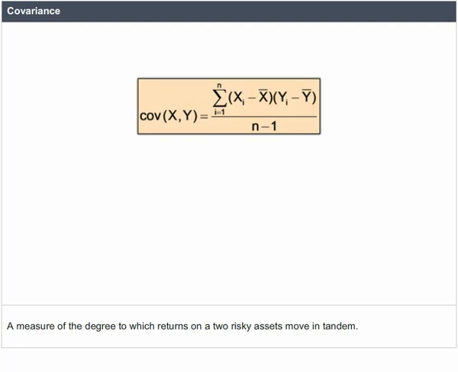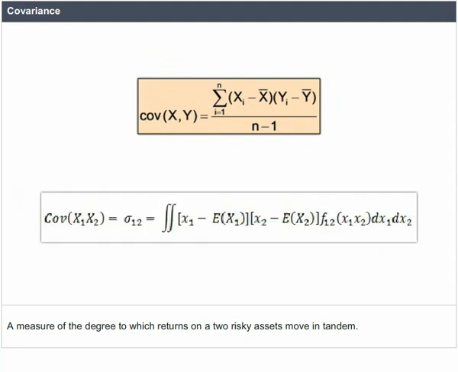Covariance: a measure of the degree to which returns on two risky assets move in tandem. Covariance of X, Y equals summation i = 1 to n of (xi minus x bar) into (yi minus y bar) divided by n minus 1. Covariance of X1, X2 equals sigma 12 equals the double integral of (x1 minus expectation of x1) into (x2 minus expectation of x2) into f12(x1, x2) dx1 dx2.